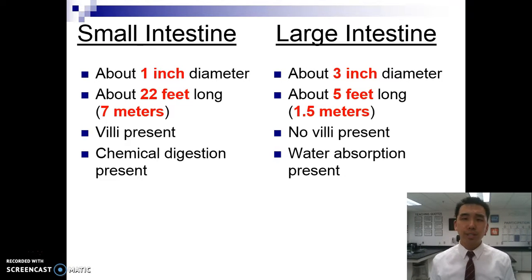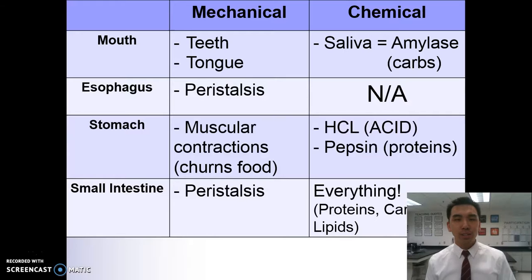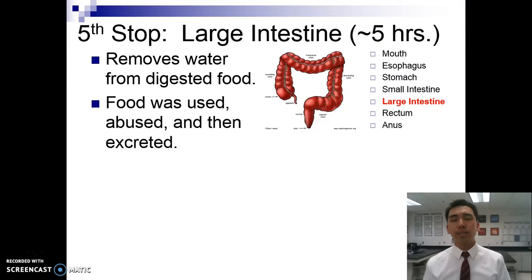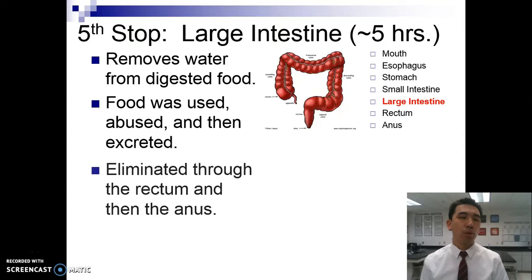Versus the large intestine is larger in diameter and it's a little bit shorter, or actually way shorter, as you can see there in the numbers. Here's a little chart telling you mechanical and chemical digestion in each of the steps that we just covered. Now it goes to the large intestine. The large intestine really has one function: to remove all the final water from all your food.